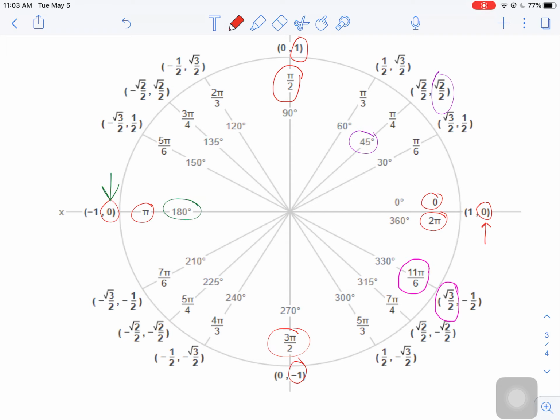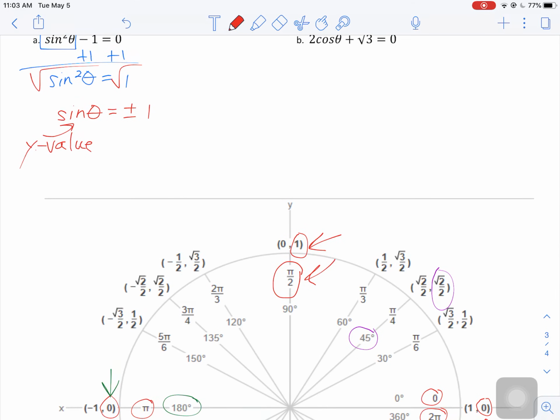So I'm seeing that happen here. So pi over 2 is one of our answers. And I'm seeing that happen here. So 3 pi over 2 is one of our answers. So theta equals pi over 2 and 3 pi over 2.